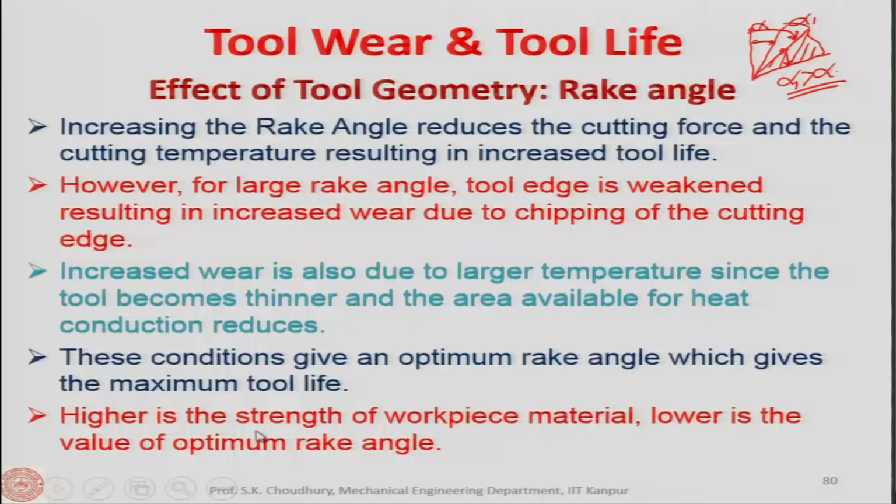So, therefore, higher is the strength of workpiece material, that means harder is the workpiece material, lower is the value of the optimum rake angle. So, the tool in that case has to be fatter, the tool has to have more material for the heat conduction. Okay. These are the things which have been said here.